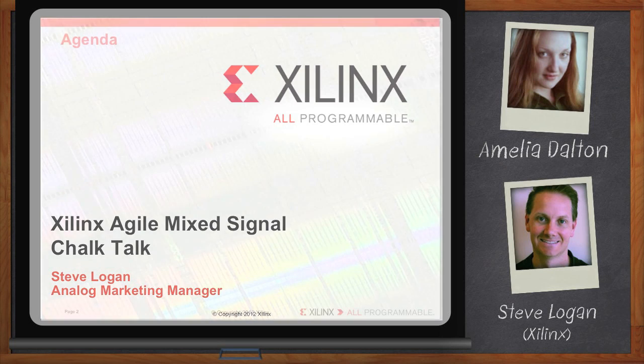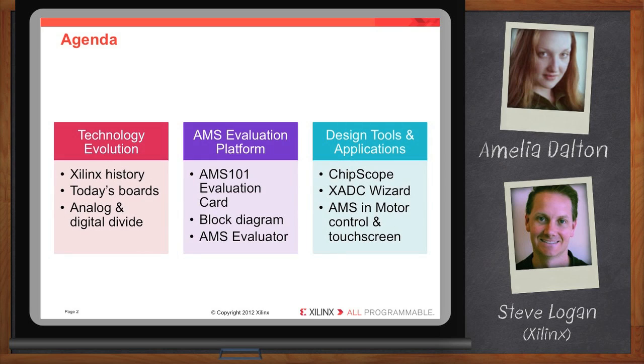All right, so we're going to look back at a little bit of the technology evolution for Xilinx, what's going on with today's board, some of the analog and digital divide that's out there. Then we'll look at how we're tackling that with the AMS Evaluation Platform and look at the block diagrams and see what's going on inside of there. And we'll wrap it up and talk about some of the design tools that we've got and what the applications are that are best fit for AMS.